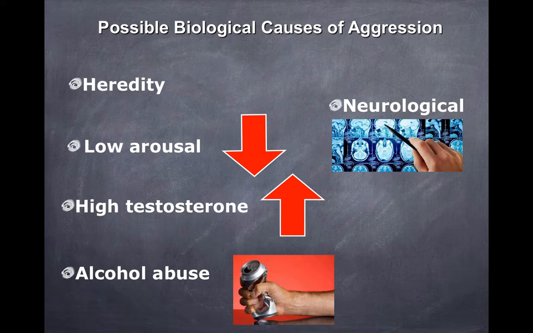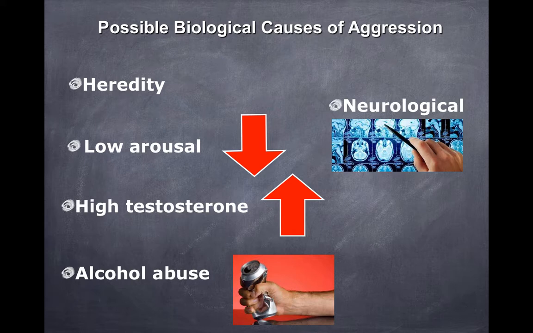Now, there's also this argument around low arousal, that people with low levels of arousal seek stimulation. Because they have lower levels of arousal, they seek things that are more stimulating and more exciting, and it increases their arousal. And this could include aggression. In addition, high levels of testosterone have been correlated with some forms of aggression, such as intimate partner abuse, in both men and women.